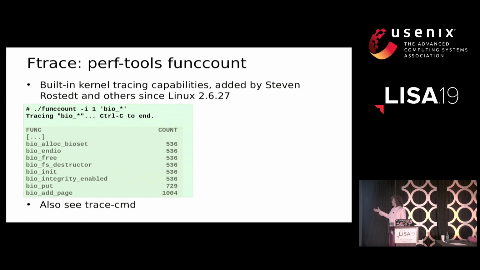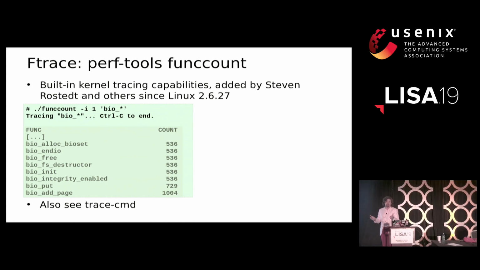Just to give you some screenshots of what they look like, Ftrace is built into the kernel. It was added by Steven Rostedt and others. It's been there for a long time. It's a collection of different capabilities, and it's actually really efficient at some of them. This one is counting kernel function calls. So I'm saying funccount, bio star, those are the kernel calls. And I can do that in production. It's so efficient.